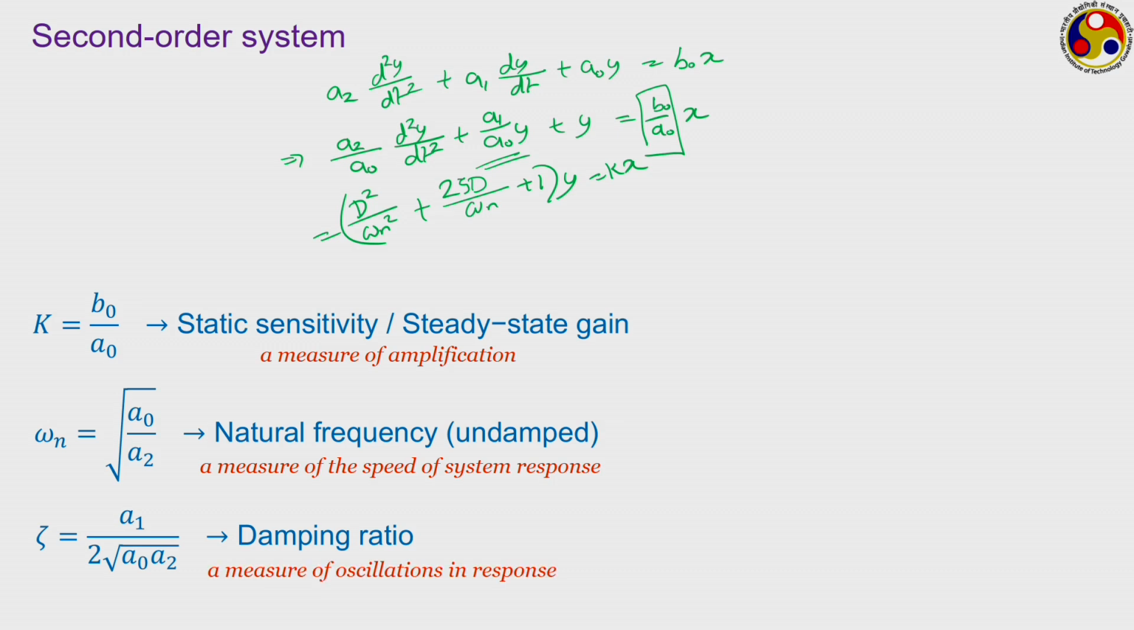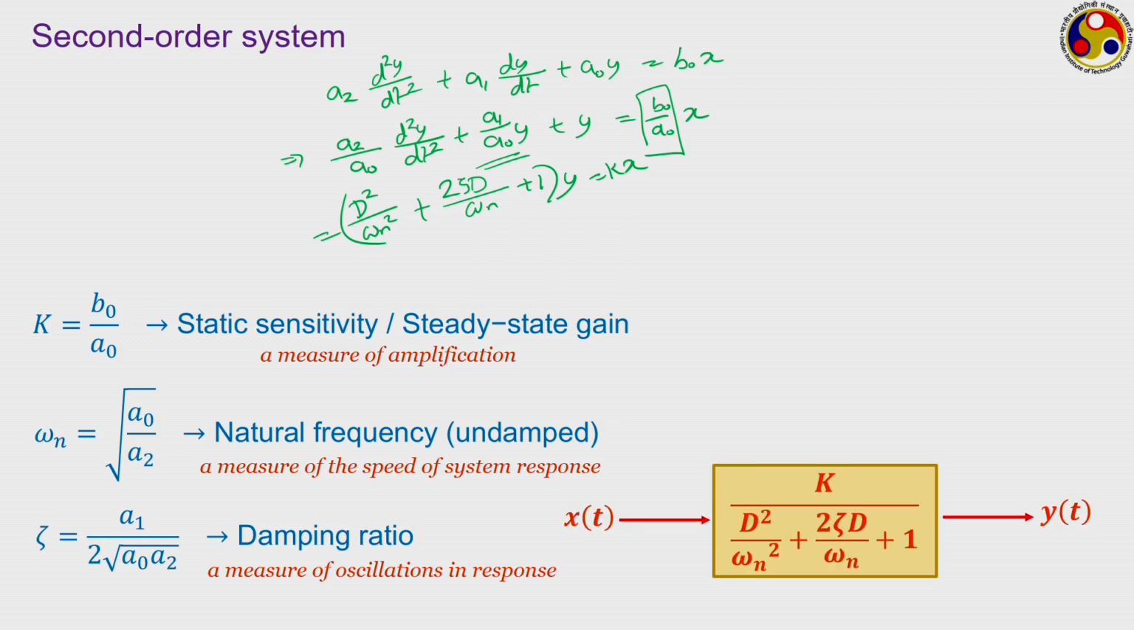It gives a measure of the oscillation in the response, or how the oscillations are getting suppressed in the response. We shall be seeing that very quickly. This is the corresponding transfer function that we can get: k by d square upon omega n square plus 2 zeta d upon omega n plus 1. So, like in the zeroth order system, we had only one characterizing parameter, which is static sensitivity. For the first order system, we have static sensitivity and time constant. Here we have 3 to deal with, k, omega n and zeta simultaneously.